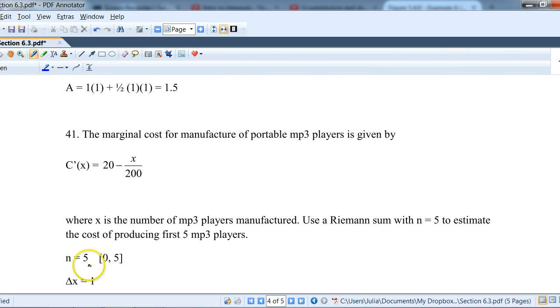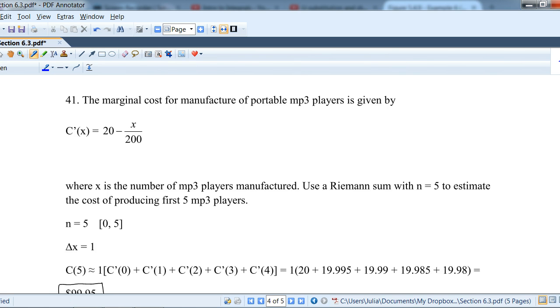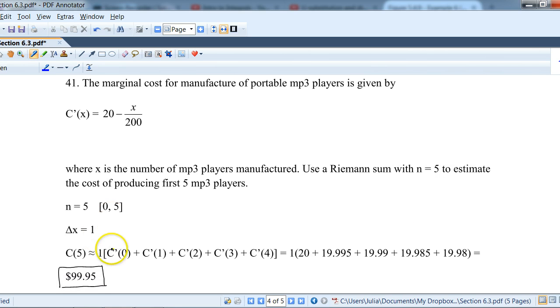Now please note, it doesn't actually tell us left or right. However, first of all, we know it's n equals 5. The interval is not given, but we can guess it's 0 to 5. You want to start with 0 because you may have fixed cost, and go all the way up to 5. The width of each rectangle is 1. So let me show you how I set this up. I did start with a 0. Technically, it's a left sum.